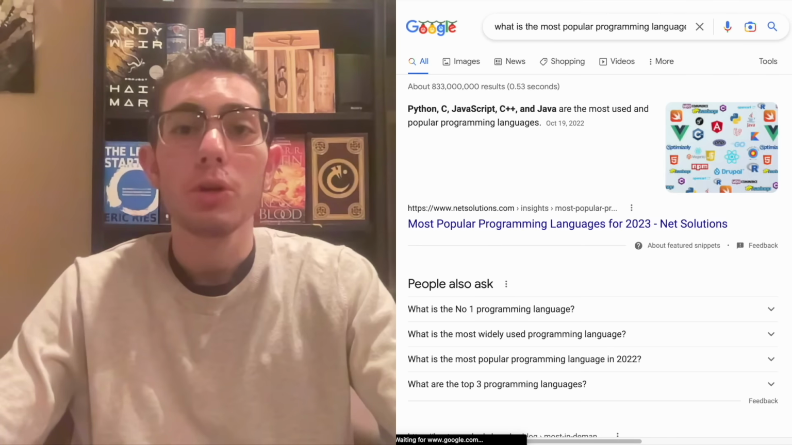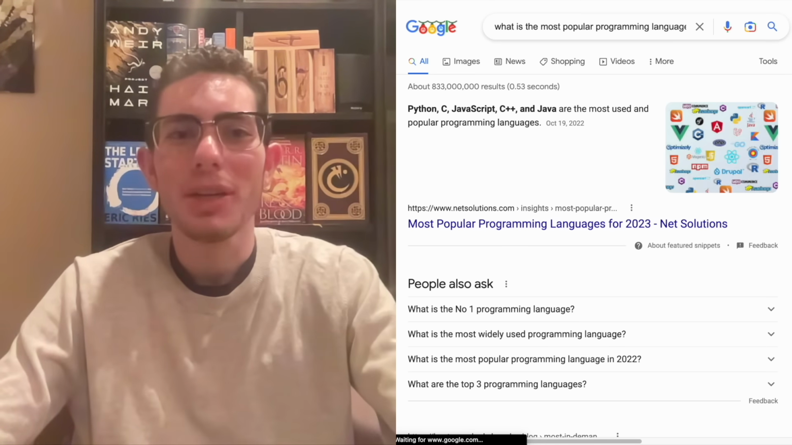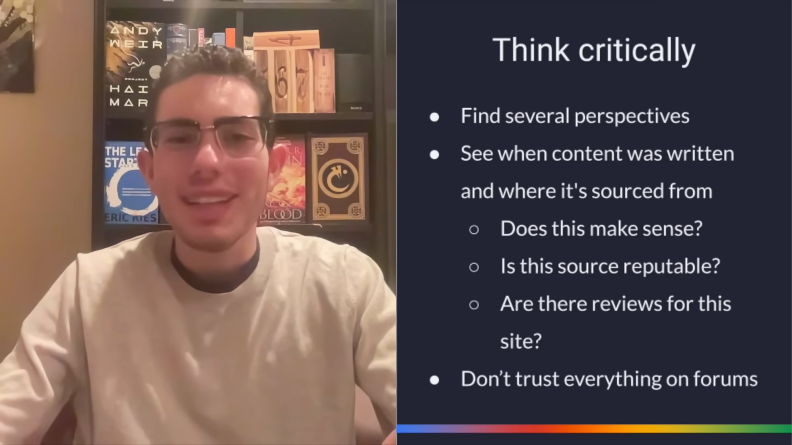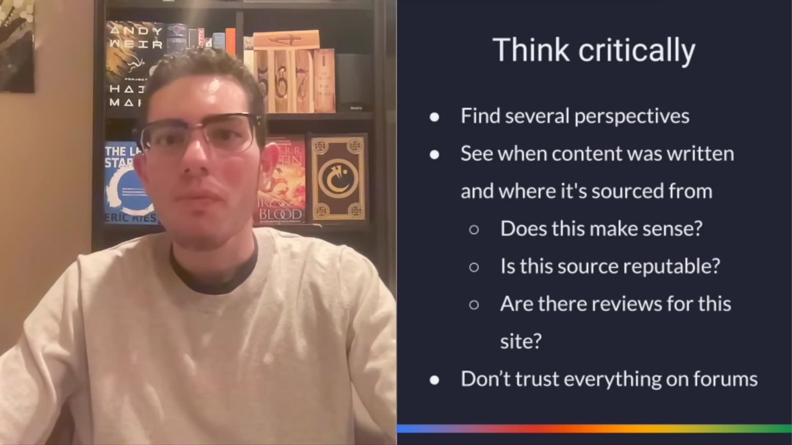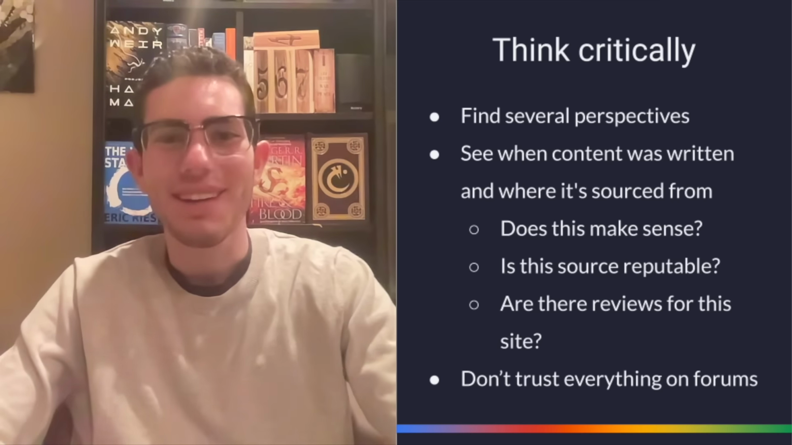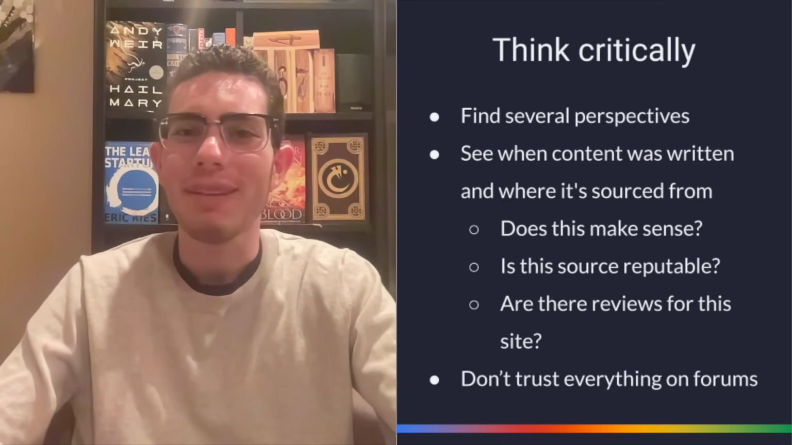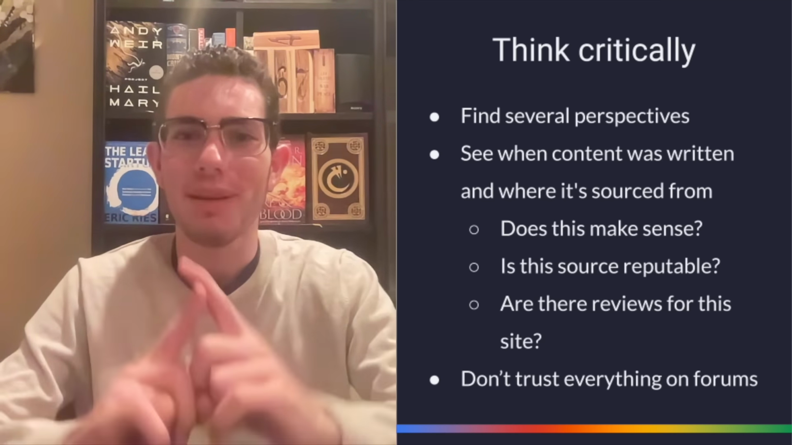If multiple credible sources agree on an answer, it's more likely to be correct. Check to see when content was written and where it's sourced from. Then, consider if that makes sense for the subject matter. For instance, an article about a quote attributed to a person who passed away long before any references connecting the two on the web.